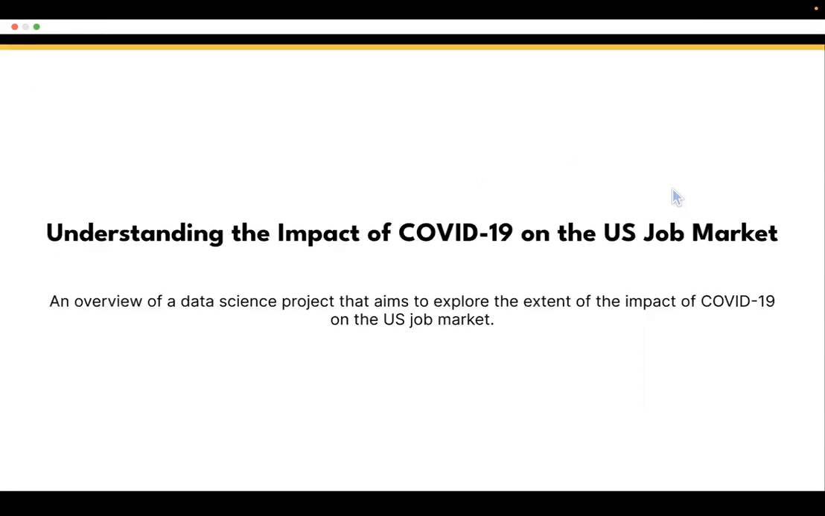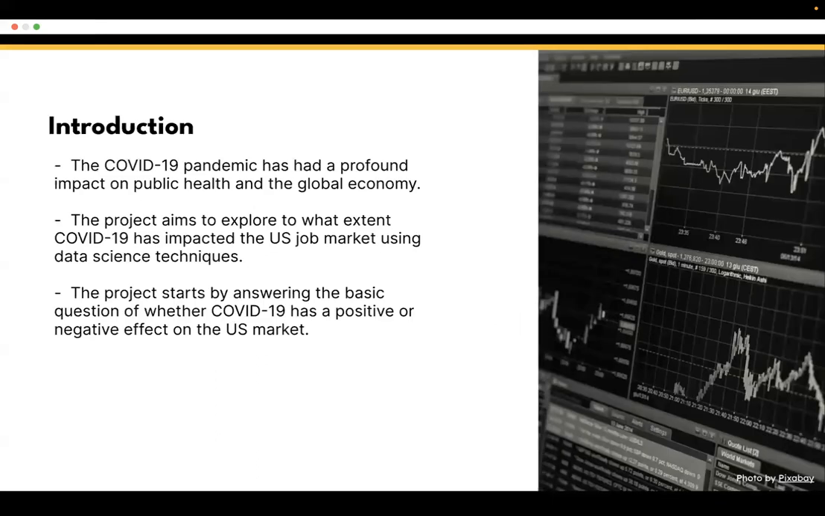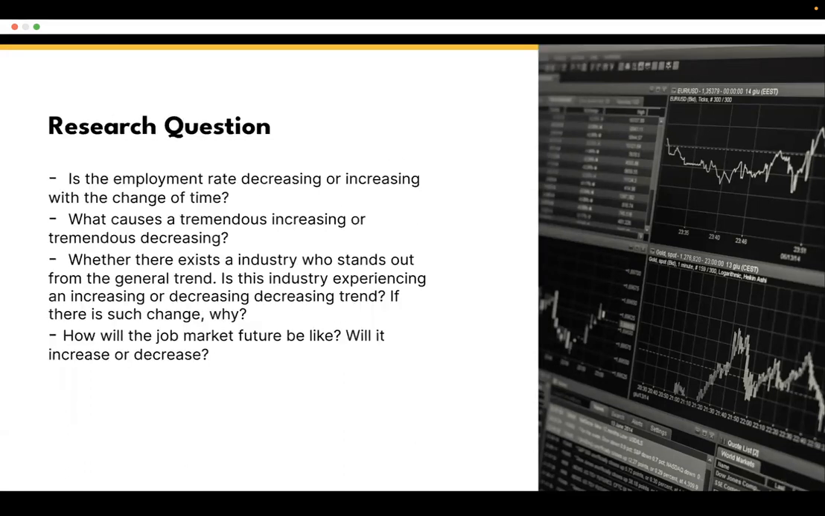Our group basically focused on the question of understanding the impact of COVID-19 on the US job market. And let's first introduce the background. The COVID-19 pandemic has had a profound impact on public health and the global economy. The project aims to explore to what extent COVID-19 has impacted the US job market. And the project starts by answering the basic question of whether COVID-19 has had a positive or negative effect.